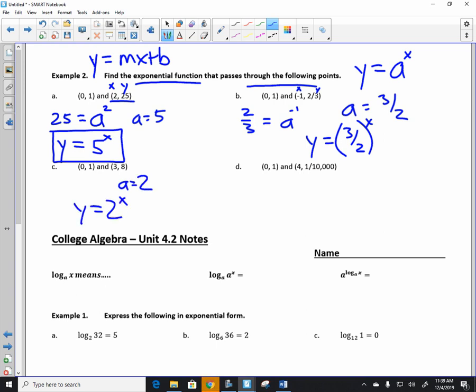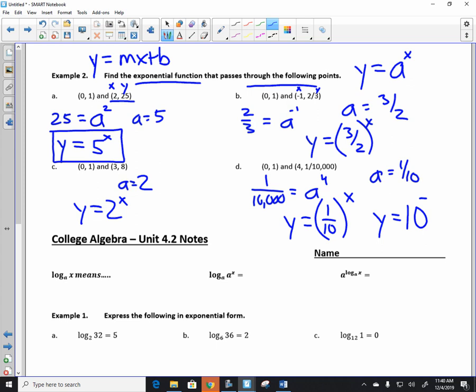For this one, we have 1/10,000 is equal to a to the 4th. Well, what number would you take to the 4th to get 10,000? 10. So what number would you take to the 4th to get 1 over 10,000? So a is 1/10. And here's what I want you to understand. Y is equal to 1/10 in parentheses raised to the x power. You can also write that as y is equal to 10 to the -x.